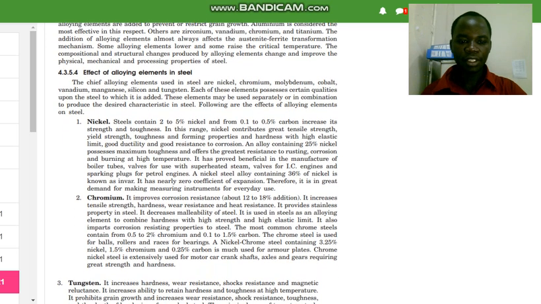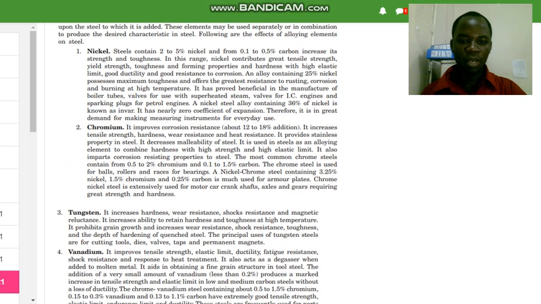Another element is chromium. Chromium improves corrosion resistance with about 12 to 18% addition. It increases tensile strength, hardness, wear resistance, and heat resistance. It provides stainless property in steel. It decreases malleability of steel. It is used in steels as an alloying element to combine hardness with high strength and high elastic limit. It also imparts corrosion resisting properties to steel.